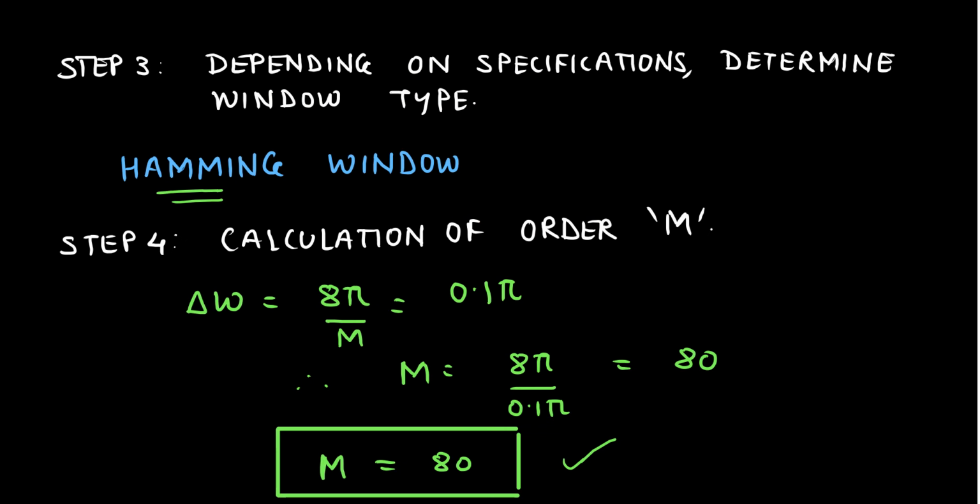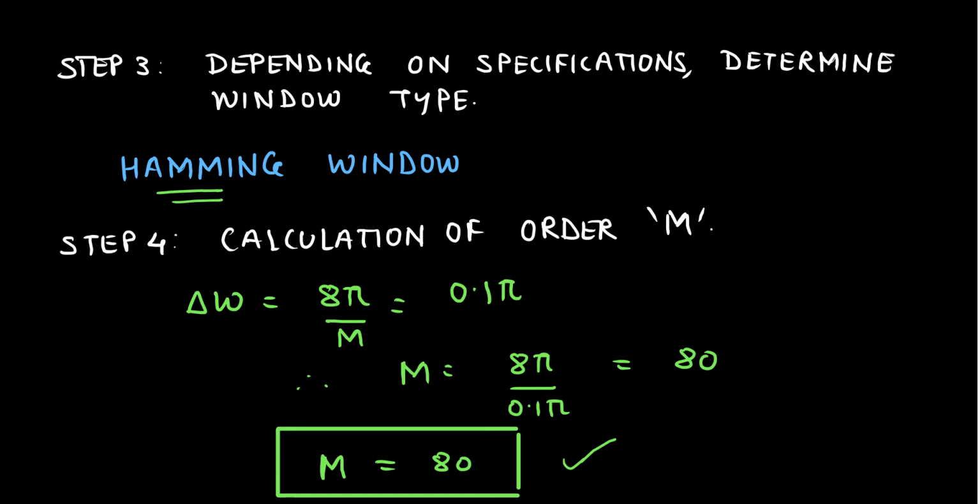So if we have this cutoff frequency and we need to design an FIR filter, we need to know what kind of window we need to choose. Depending on the given specifications like stopband attenuation, we can determine the type of window, and once we determine the type of window, using the transition width formula we can calculate the order of the filter. So after this step, we have the order, we have the cutoff frequency, and using these two things we can design the FIR filter.